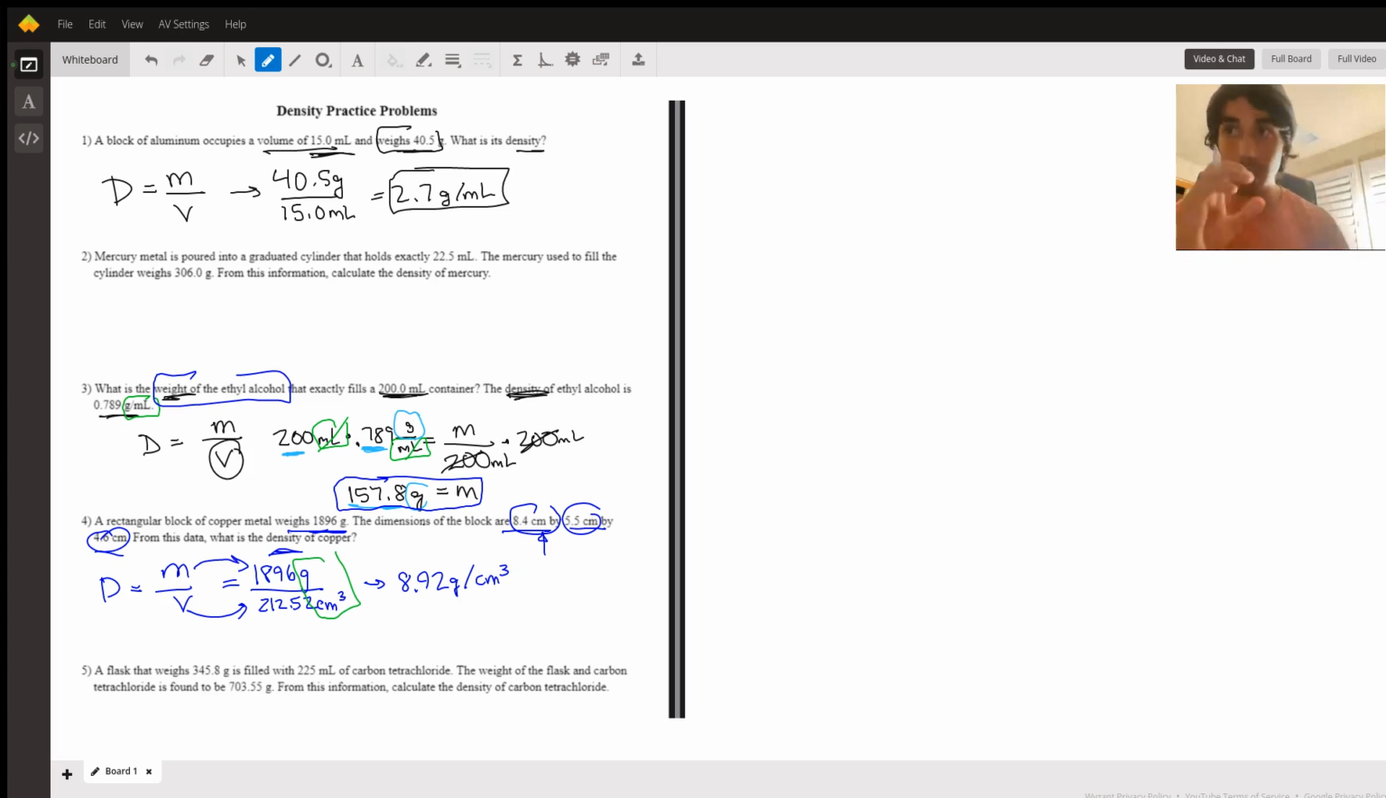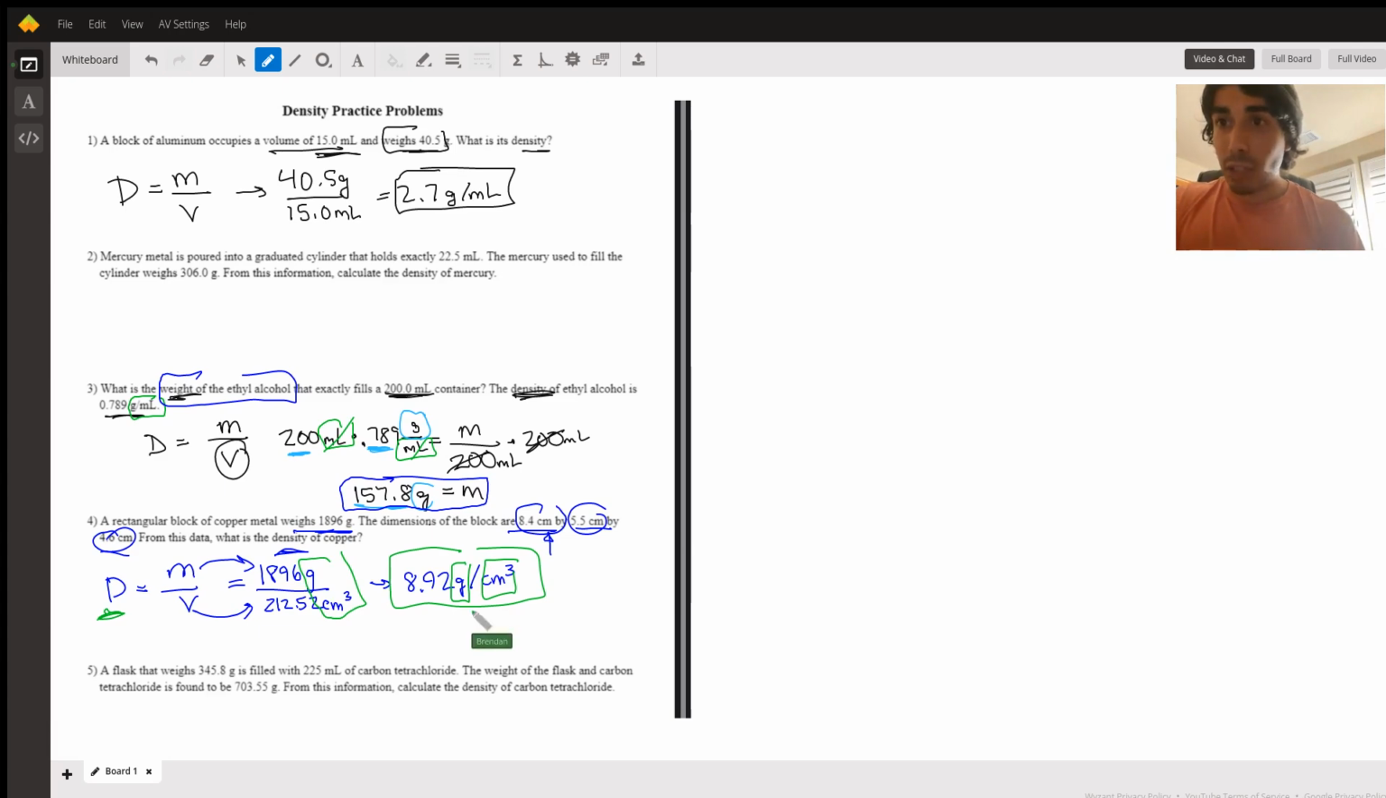So do the division, keep your units there. And again, because thinking about density, right? It's mass over volume. So it is some unit of mass, and then some unit of volume is still going to be in that denominator of our final answer when we're finding the density. Okay, so there we go. 8.92 grams over cubic centimeters is the density there.